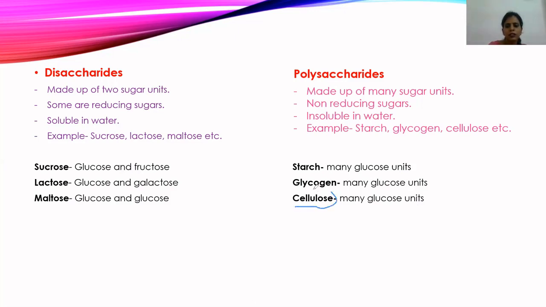Cellulose, you are aware that it is present in the cell wall of plants. It's also present in paper because paper is made out of trees, isn't it? So paper also has cellulose. Starch, you are aware that it's present in food items like rice. Then potatoes are rich in starch. Sweet potatoes are also rich in starch.